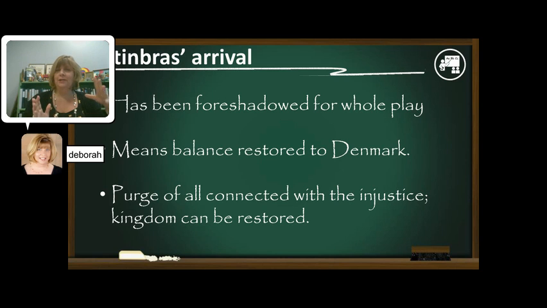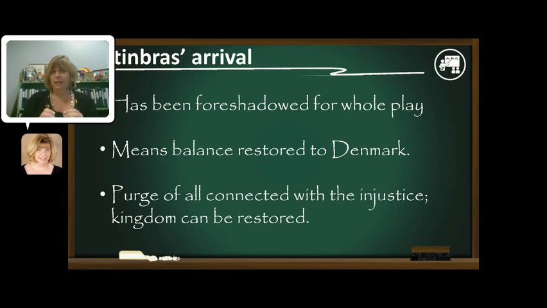And so the last main action of the play is Fortinbras's final arrival. This has been foreshadowed for the whole play. Fortinbras is getting ready. Fortinbras is going to march. Fortinbras is sending papers. Fortinbras is on his way. And Fortinbras's arrival means the balance is restored to Denmark. Because when you leave that final scene, you have all those bodies on the stage. Who's going to be the next king?